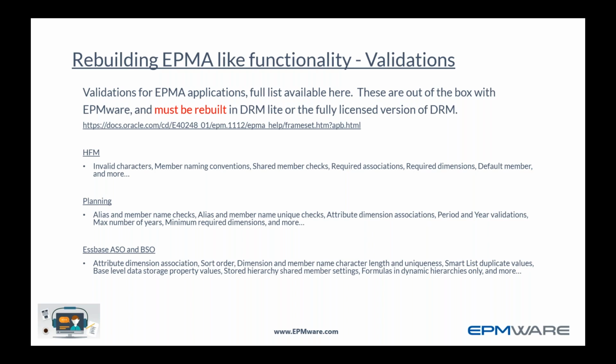Now, rebuilding EPMA-like functionality is also something that we need to think about. Some of the greatest features were, as we said, around validations. Those validations ran to make sure that we had no invalid characters, and checked member naming conventions, required associations, default members for planning, of course, alias and member name checks. Those are probably huge. Attribute dimension associations, for ASO and BSO, attribute dimension association, sort order, character length, and uniqueness.